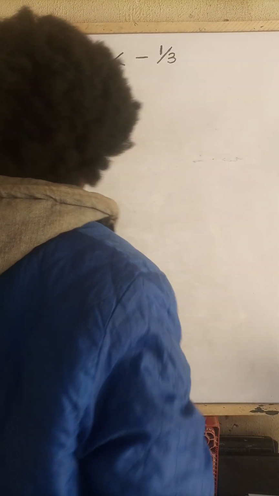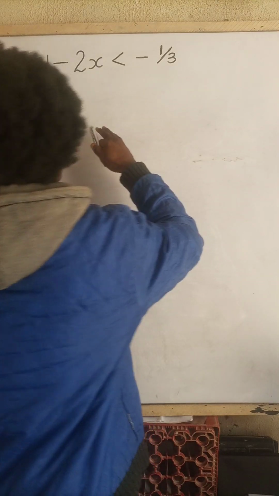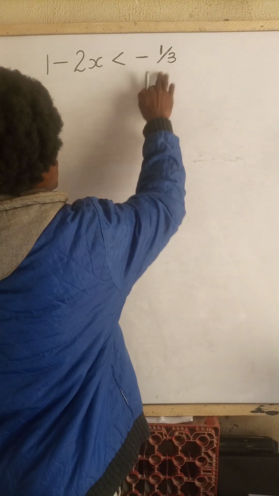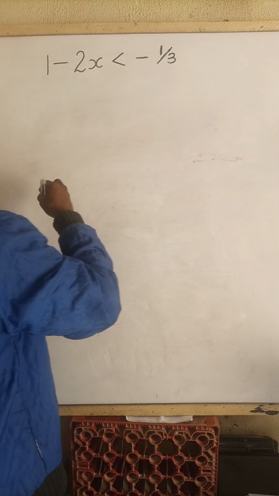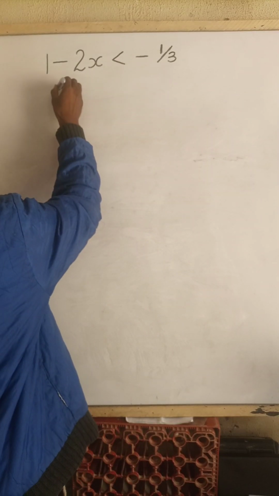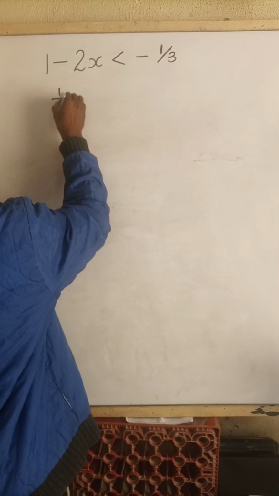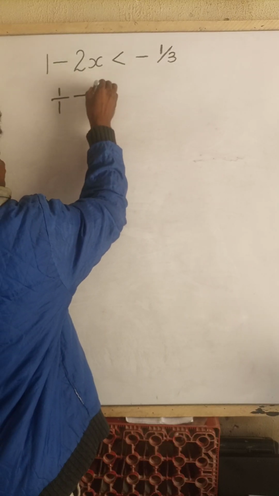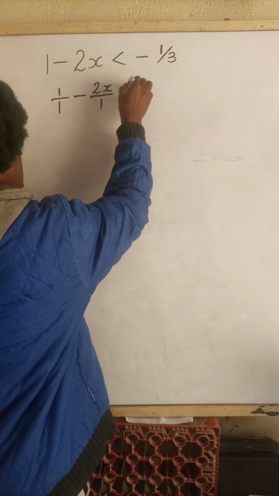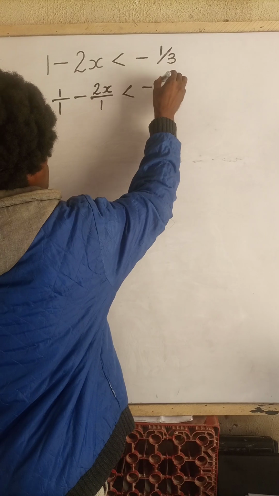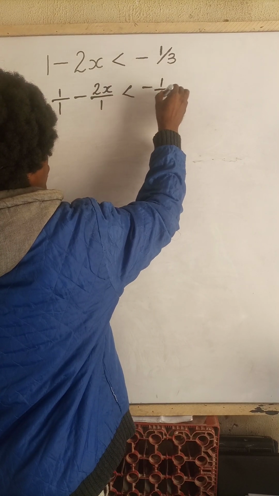Okay, and when you look at this question, you will observe that we have a fraction. Since there is a fraction here, I will make all the variables to be in fraction form. That is 1 over 1 minus 2x over 1 less than minus 1 over 3.